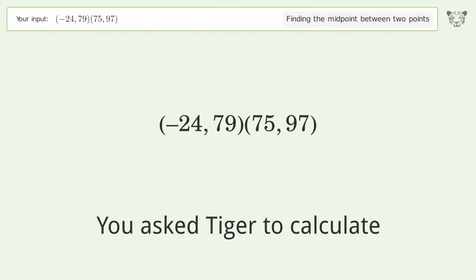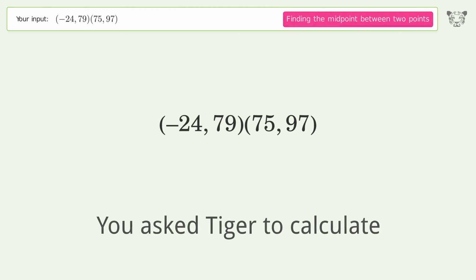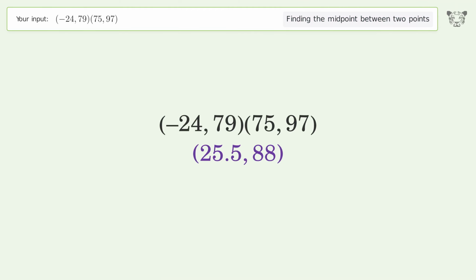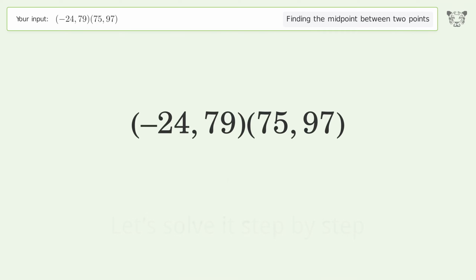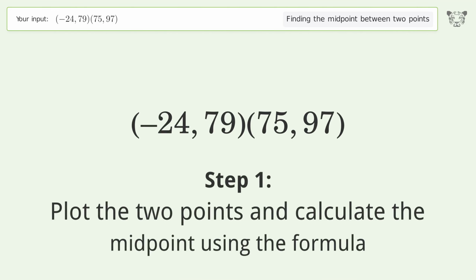You ask Tiger to calculate. This deals with finding the midpoint between 2 points. The midpoint between the 2 points is 25.588. Let's solve it step by step. Plot the 2 points and calculate the midpoint using the formula.